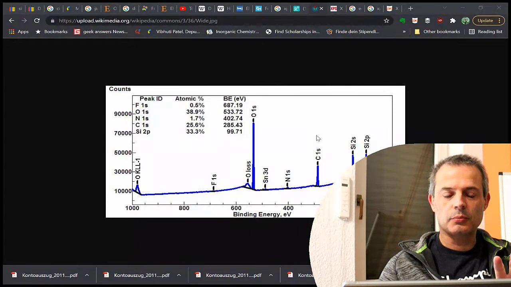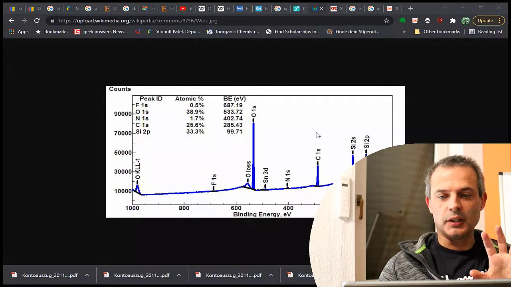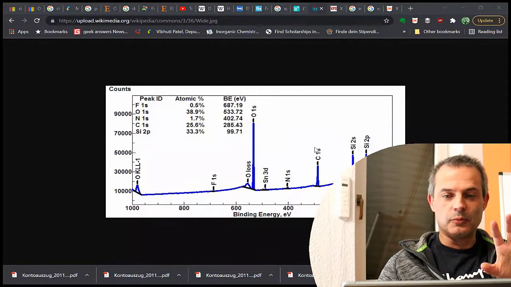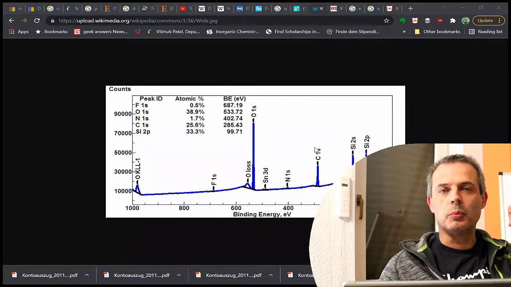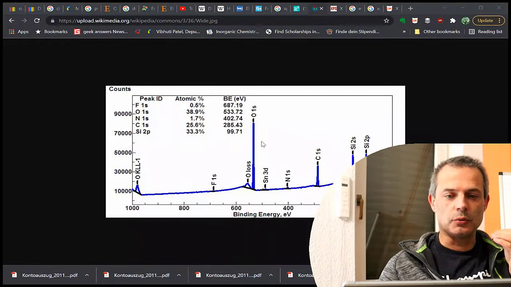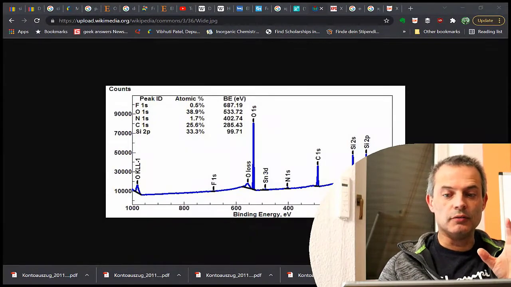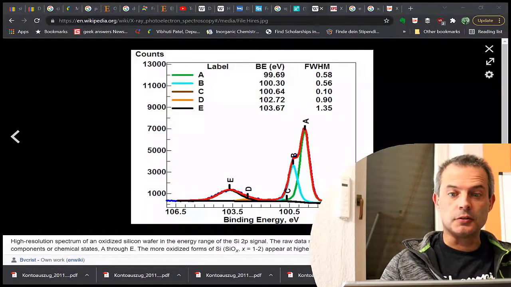This is a survey spectrum, so we can not see what the oxidation state of these elements are. They shift around by the oxidation state and what they're connected to, but only a small amount. So typically if we did XPS, we would have to do this, which is a survey spectrum, and then take a zoomed in version afterwards. This is the zoomed in version.